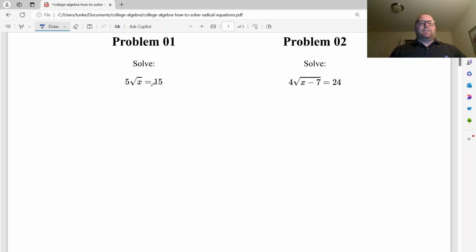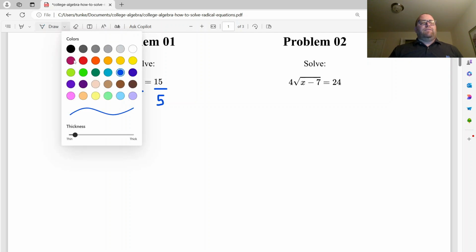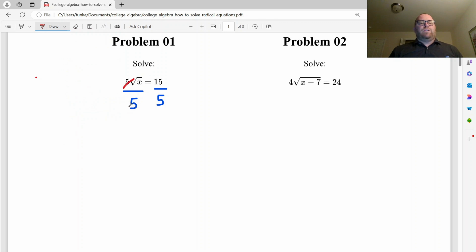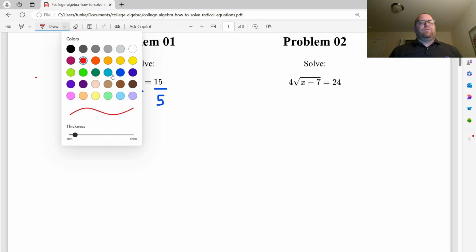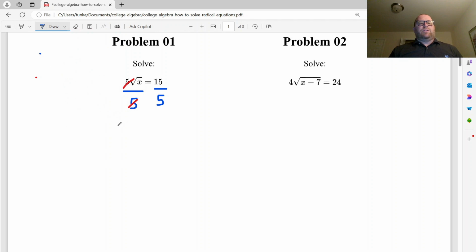5 times the square root of x equals 15. So the first thing I need to do is undo the multiplication of 5. And I can do that by dividing both sides by 5. Okay, so on the left-hand side of the equation, the 5's will cancel out. And we'll be left with square root of x equals 15 divided by 5, which is 3.